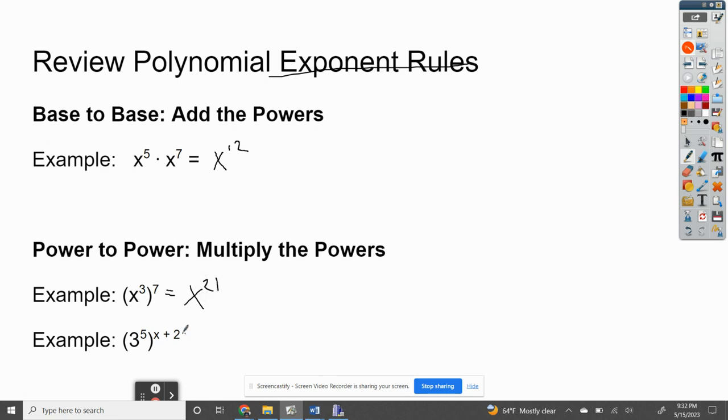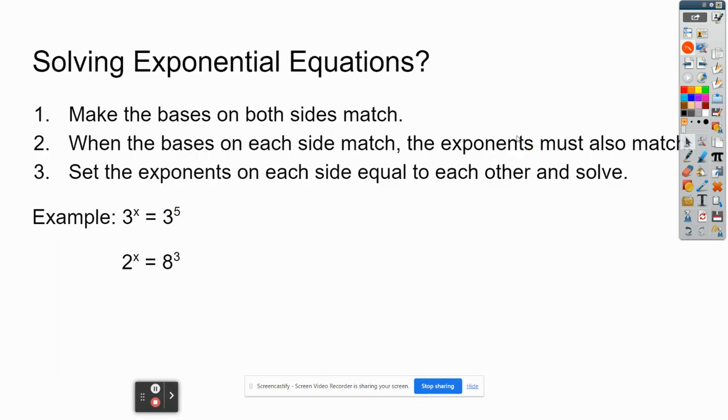And another example here, same thing. You have a power of 5 and then you have another power of x plus 2. You're going to be multiplying. However, you have something that is one term multiplied by something that is two terms. So to figure out what this exponent is, we're going to have to distribute the 5. So we distribute the 5 in, we would get 5x plus 10. All right, and we're going to do a lot of that to solve exponential equations. All right, so how do we solve exponential equations?